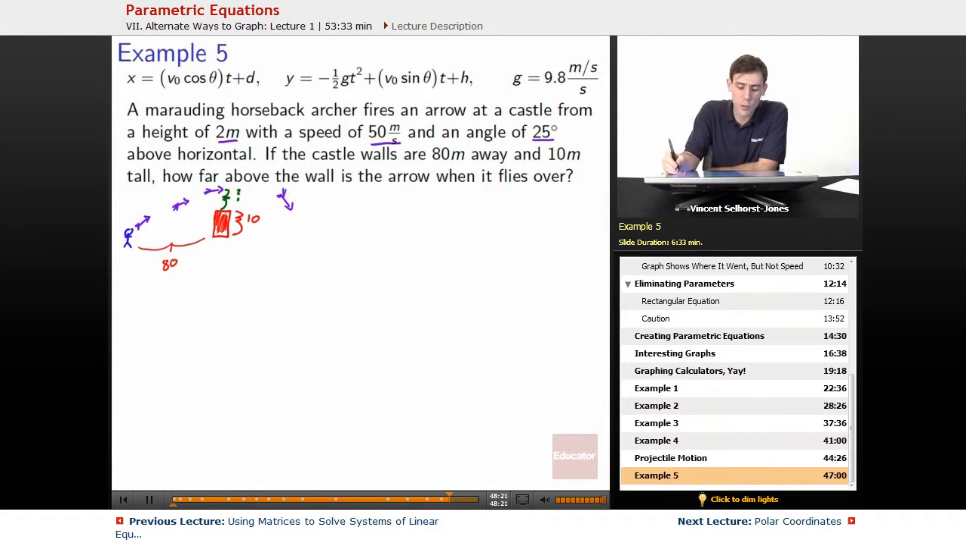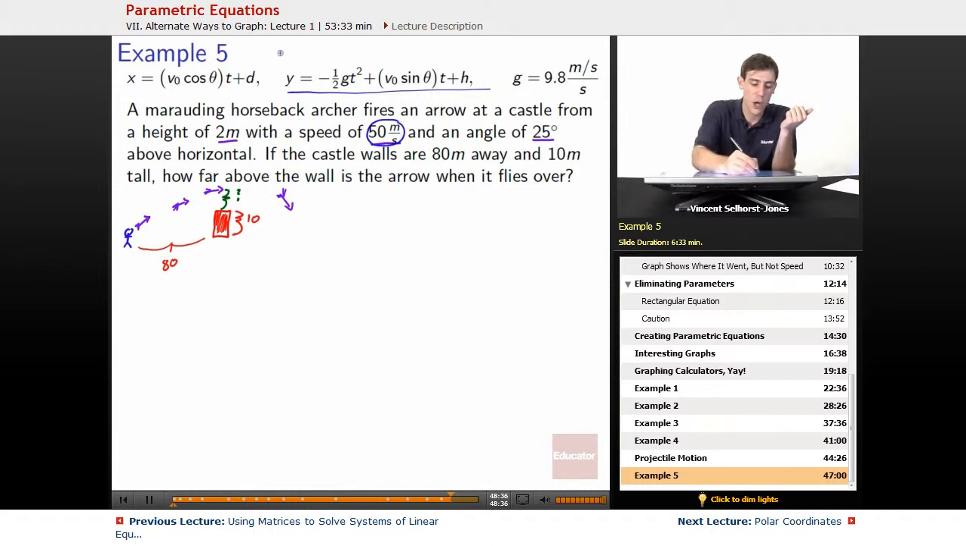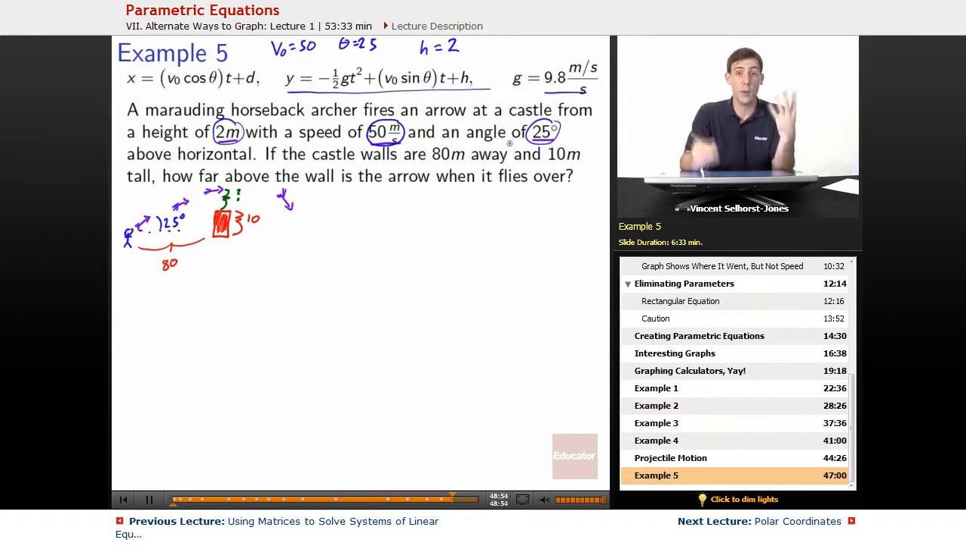So how can we figure this out? Our first question is, when is the arrow above the wall? We've got this great formula. We can figure out the height of the arrow if we know the time, because we know v0 equals 50 meters per second, theta equals 25 degrees, the starting height h equals 2, and we were given g. That's everything we need for y except the time. But we don't know the time it takes to reach the walls.